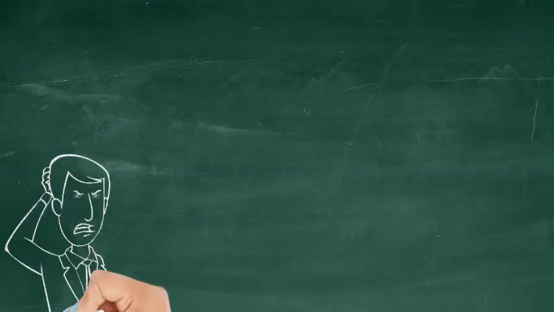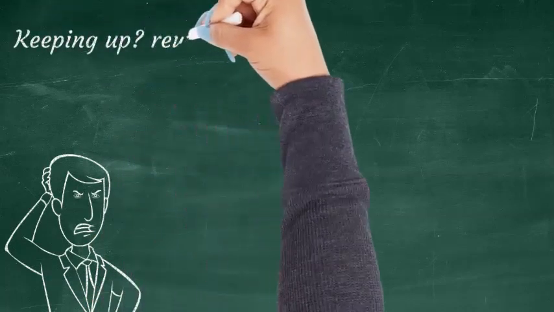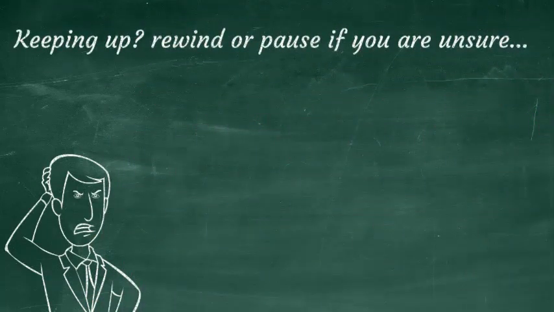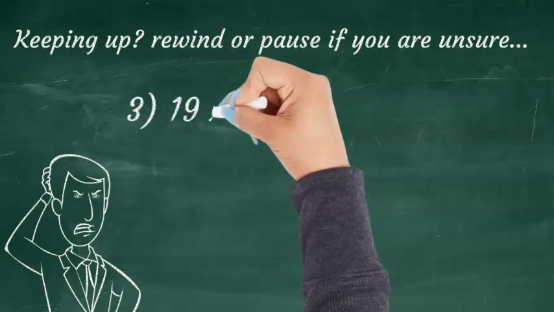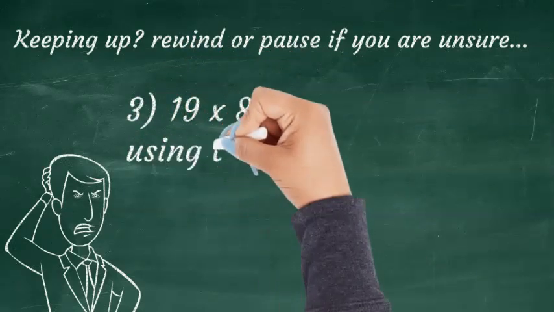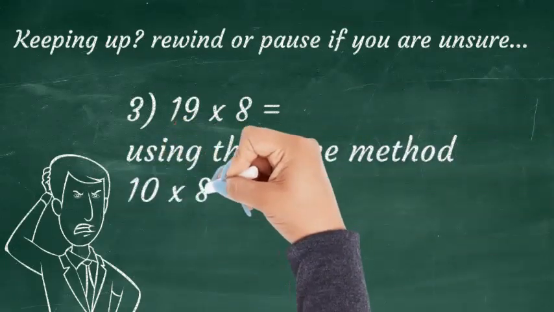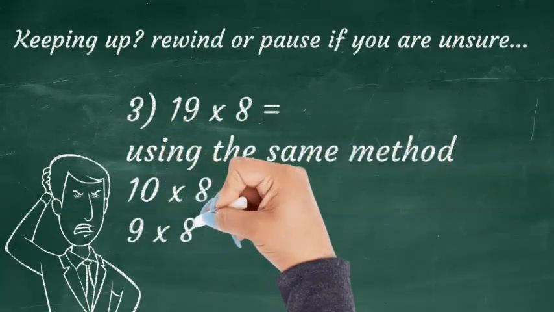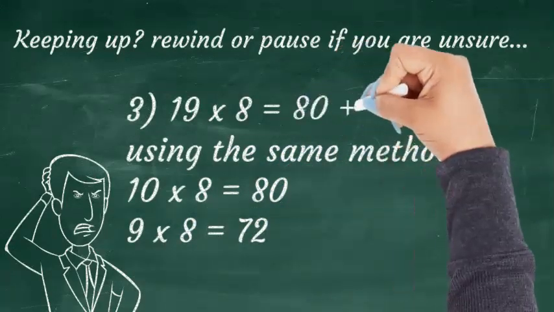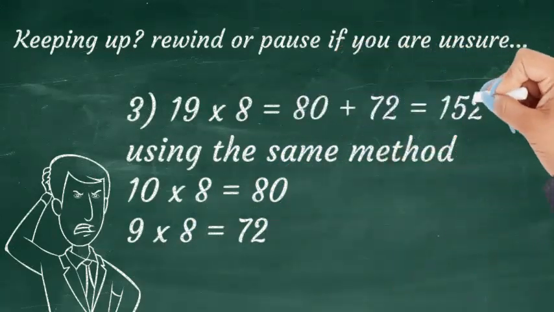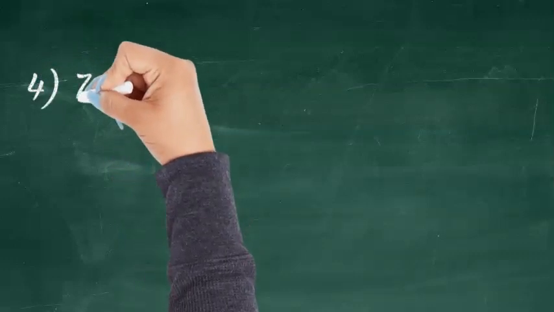I know it can be confusing at the start and you will need to practice your normal multiplications, but rewind or pause if you're unsure about the method. Question 3, 19 times 8. Using the same method, we will do 10 times 8, which is 80, and 9 times 8, which is 72. Add these up, 152.